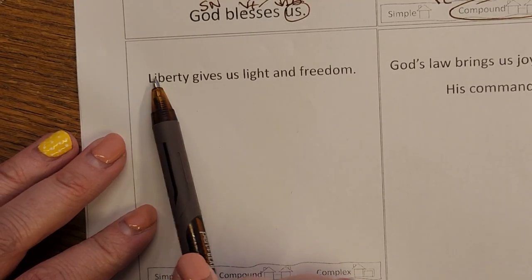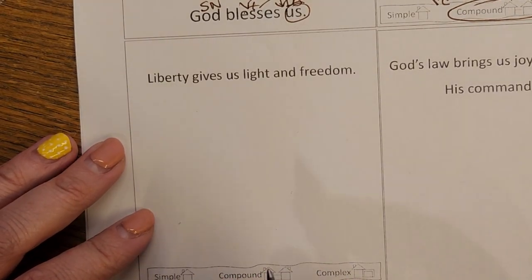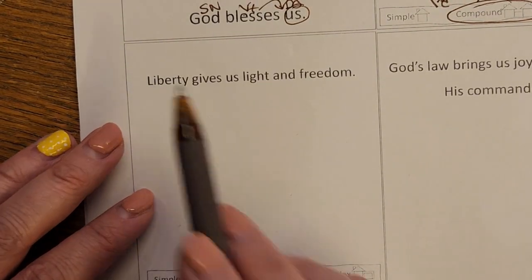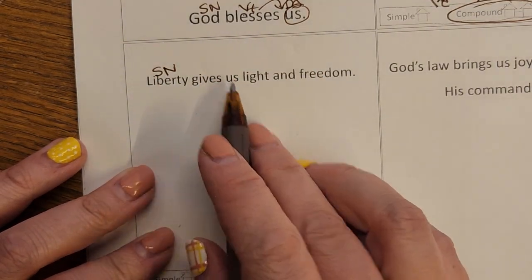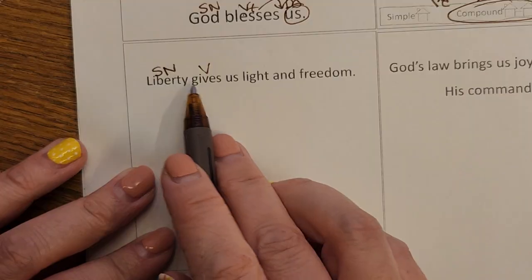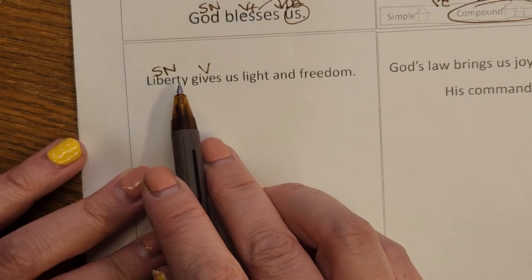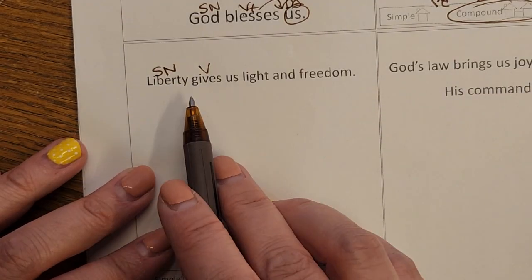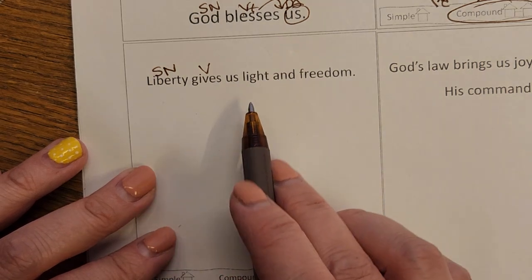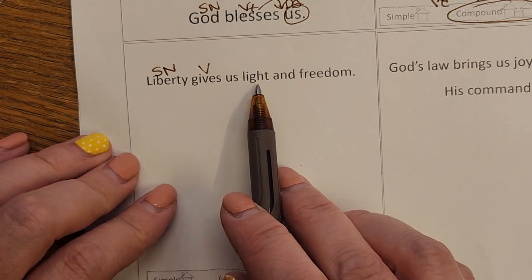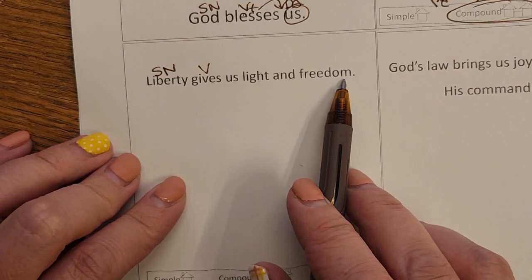Who or what is this sentence about? Rachel's here. Rachel, you want to help me out? Liberty. Let's do this. Ready? Liberty, subject, noun. What is being said about liberty? Liberty gives. Gives, verb. Liberty gives who or what? Light and freedom. Good. This is a tricky one. Liberty gives light and freedom.